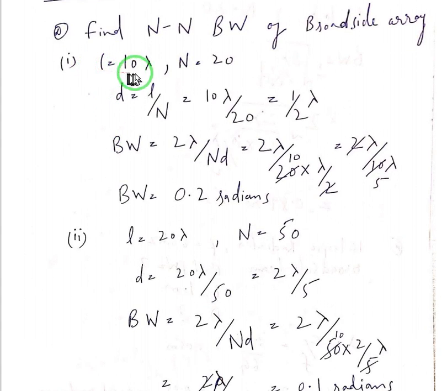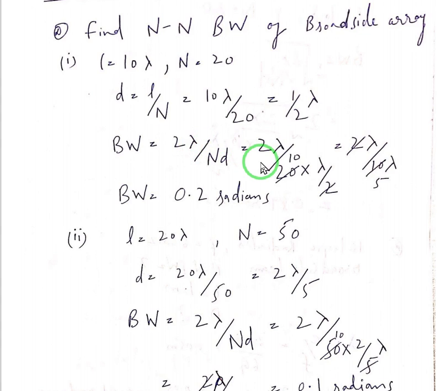Here we are given the length of the antenna is 10 lambda and the number of radiators or the number of elements is 20. First we will find d, which is L by n, that is length over number of radiators, which equals 10 lambda by 20. It will give us the value of lambda by 2, that is the half wavelength, and the formula for the beam width is 2 lambda by nd.